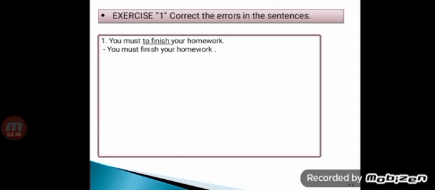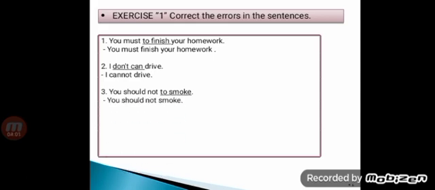Number 2. I don't can drive. That's wrong. It should be, I can't drive. Number 3. You should not to smoke. It's wrong. It should be, you should not smoke. So we don't use to.